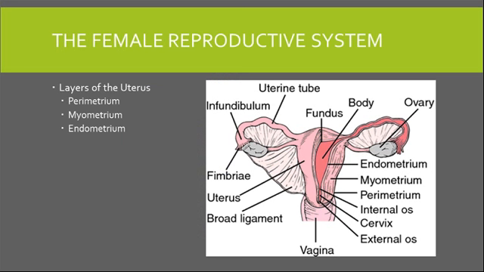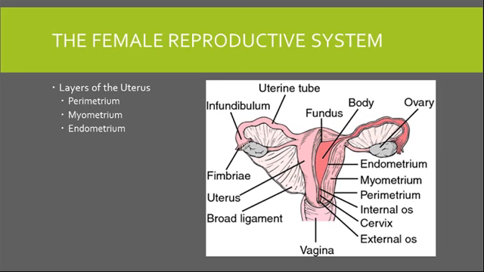So the primary sex organs, or gonads, of the female reproductive system are the two ovaries. The narrow inferior portion of the uterus that opens into the vagina is called the cervix. These are all things that definitely you want to remember for your quiz.